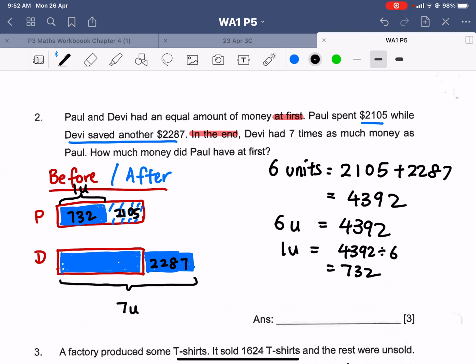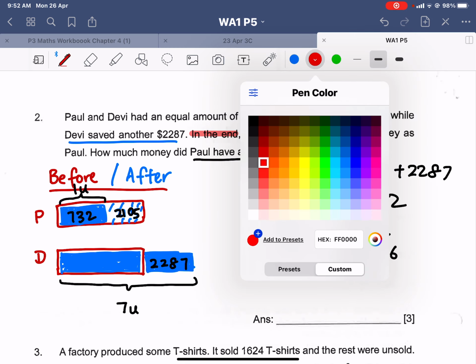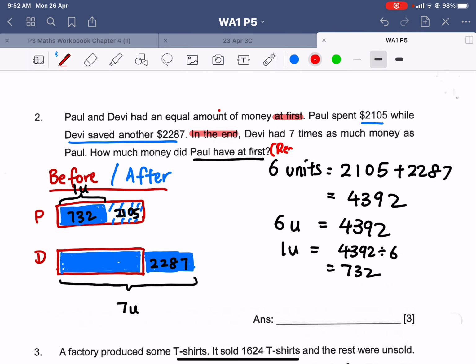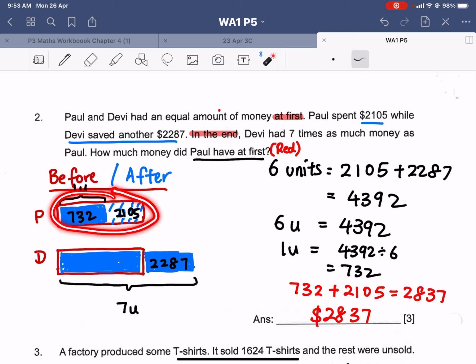How much money did Paul have at first? Now, Paul at first means we want to look at the before, which is in red color. The one in red color is not just 732, but it is 732 and 2,105, the one that he spent away. Okay? So if we add these two, we will know the total he has at the beginning, which will be $2,837.